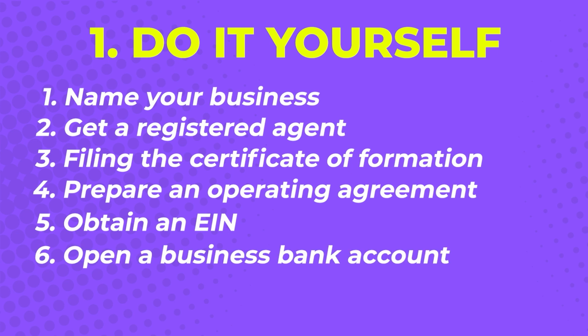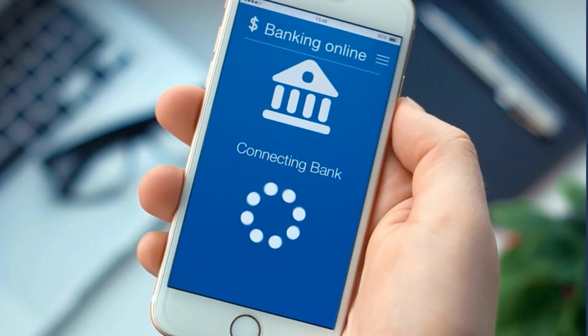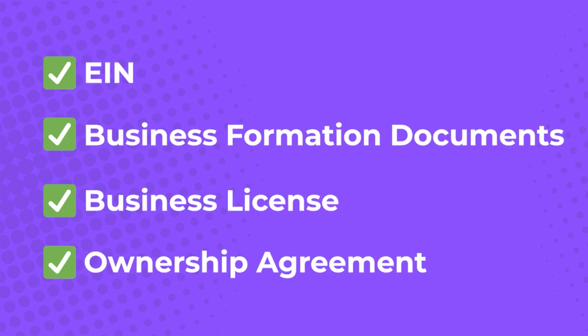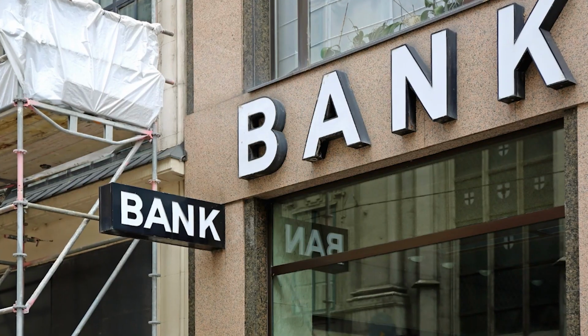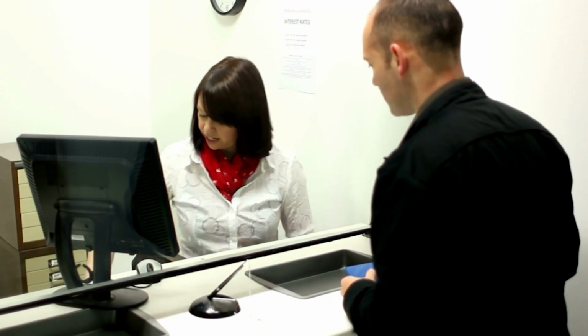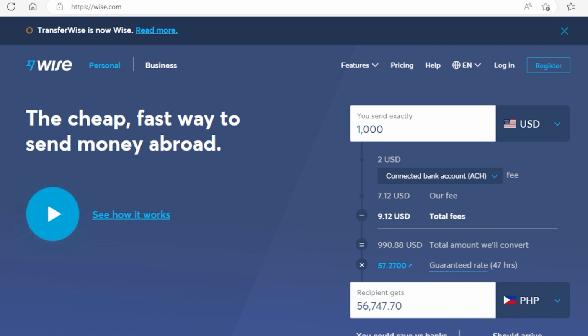Step 6. Open a business bank account. To open a business bank account, you're going to need an EIN, your business formation documents, a business license, and your ownership agreement if you have one. While this step requires you to make a trip to the bank, you can start up with an online banking service like Wise.com, where you can apply from the comfort of your home.